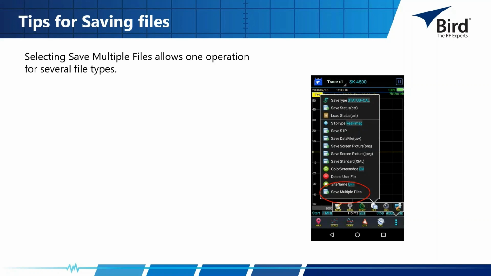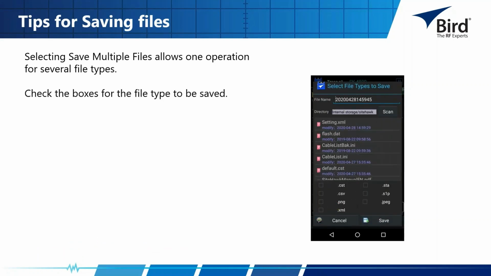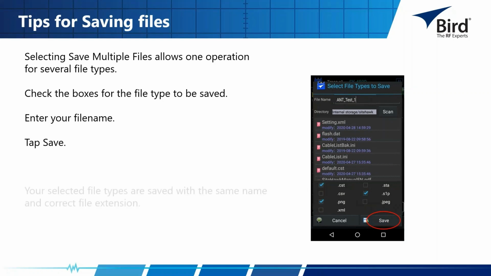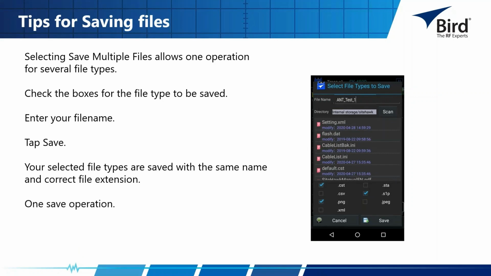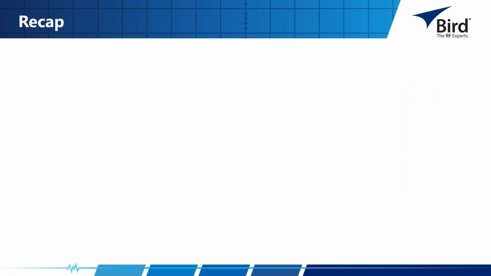So down there at the bottom, you touch Save Multiple Files. Check the different boxes for whatever file type you want saved. Once you've selected the correct boxes, enter your file name at the top, tap Save, bada bing, the selected file types are saved with the same name and the correct file extension. One save operation.